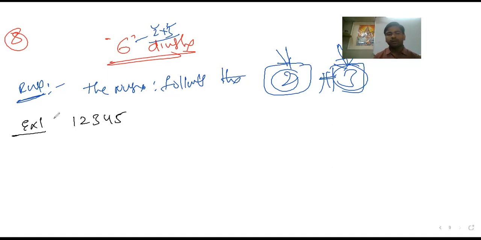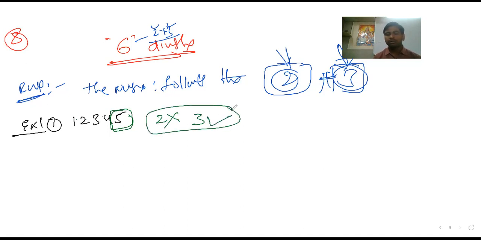The example I'll take to understand very clearly: 1 2 3 4 5. Okay. First you check, is it divisible by 2 or not? Last digit is 5. It is not divisible by 2 table. Is it divisible by 3 table? Yes. Overall 1 plus 2 plus 3, 4, 5, it is 15. It is divisible by 3. But both should be satisfied. Both should be divisible. Otherwise it is not. So it is not divisible.